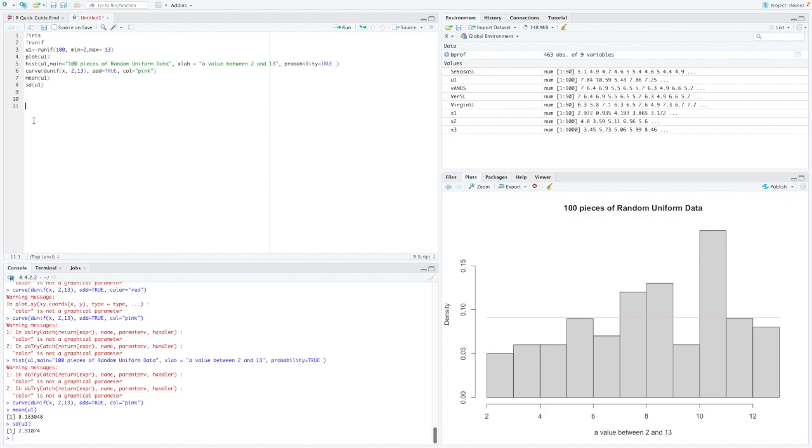All right, what if I make another data set? What if I make U2, okay, band, our uniform, 100 pieces of data, but this time I want a minimum of 0.